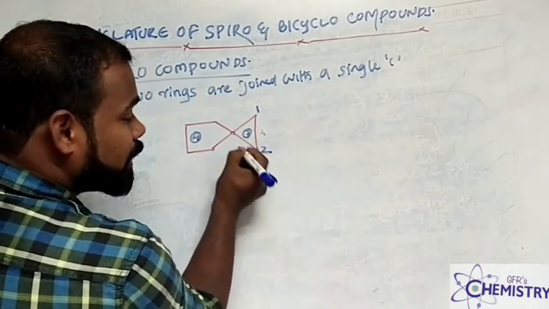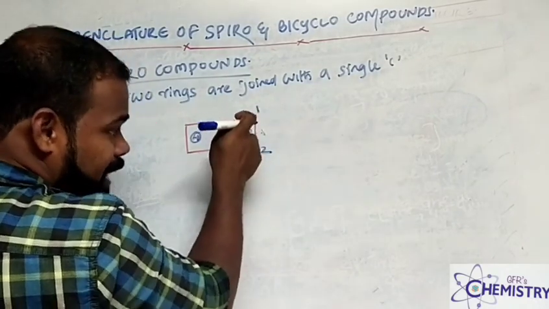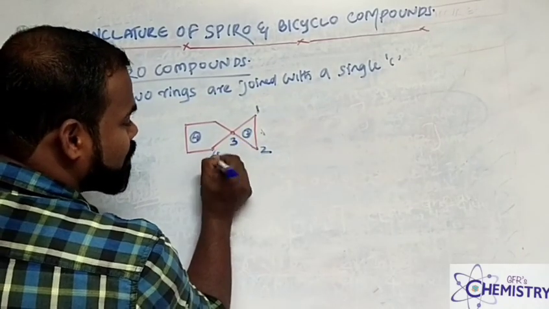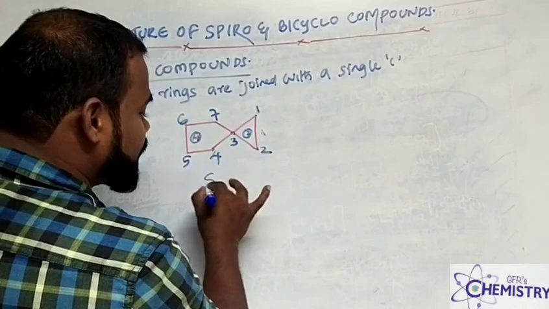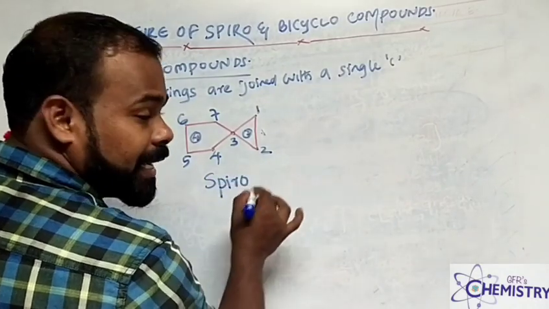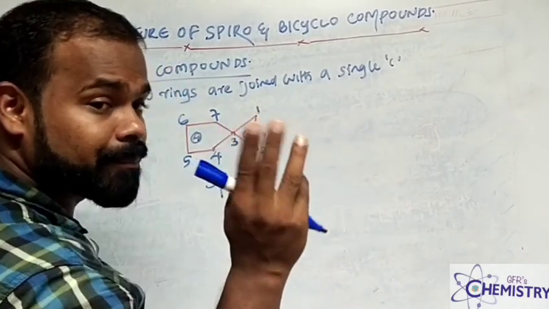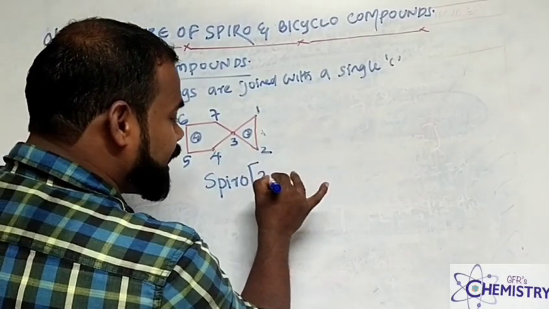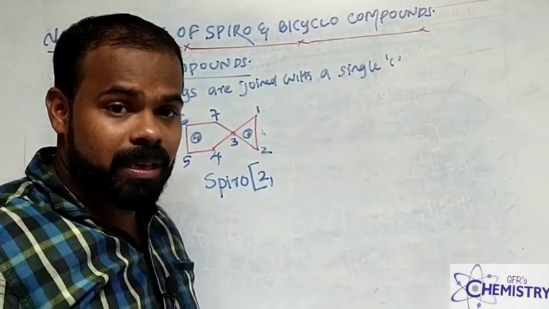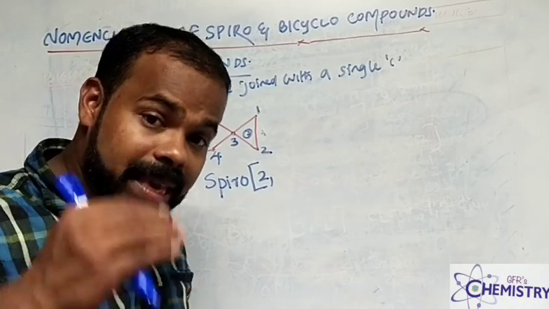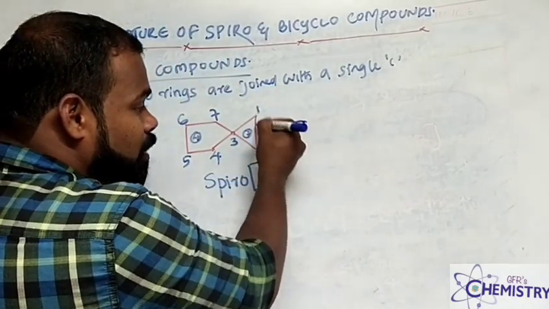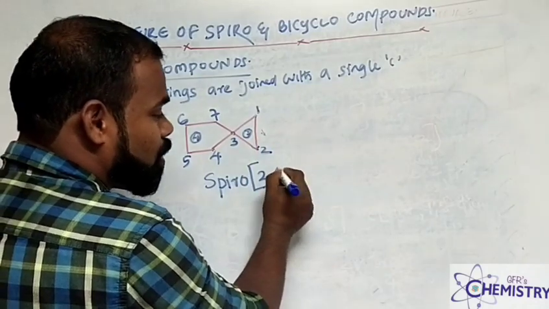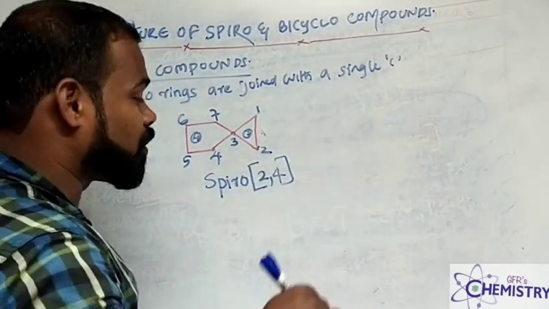1, 2. Then the third number, coming time only reached this number: 3, 4, 5, 6, 7 are there. Then the naming time. The name will be spiro. In the bracket there are 2 numbers only; you should write the smaller number first. In bicyclo we wrote the bigger number first. Now here smaller number first. That means here 2, here 4: spiro 2, 4, bracket closed.